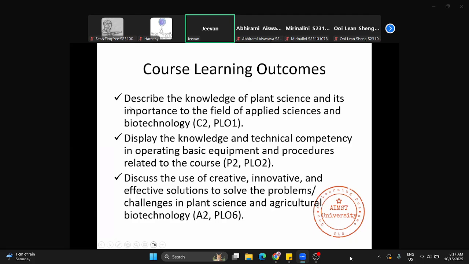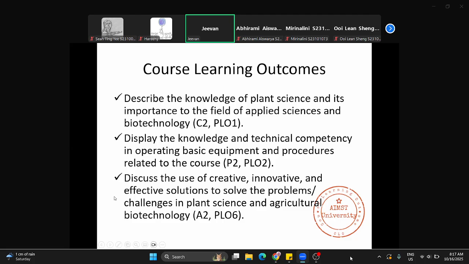And students, these are the course learning outcomes that we will be covering. Number one, we are going to describe the knowledge of plant science and its importance to the field of applied sciences and biotechnology. The domains that we cover are C2 and PLO1. CLO2, the course learning outcome 2, would be to display the knowledge and technical competency in operating basic equipment and procedures related to the course. The domain is P2 and PLO2.